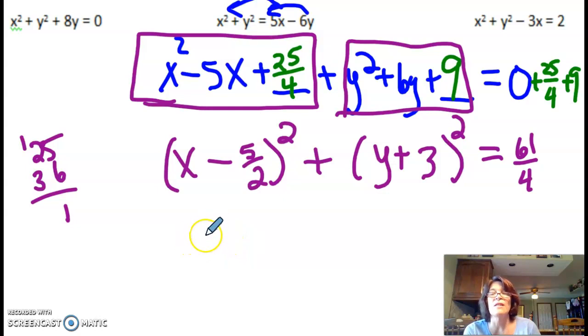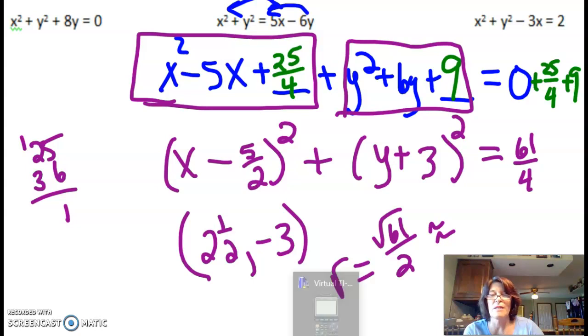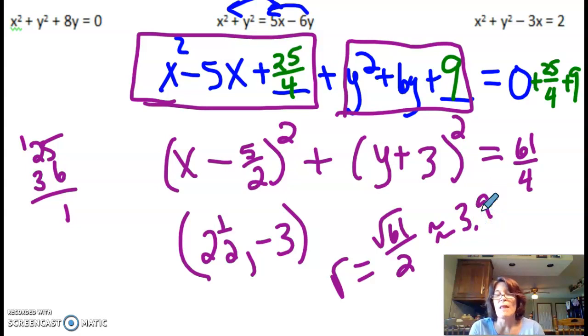So now I got it. My center is 2.5, -3. And the radius is the square root of 61 over 2, which is about, pull up my calculator, the square root of 61. Hopefully you're doing this. Square root of 61 over 2. So the radius is about 3.9. If I want to graph it, I kind of like to know about what it is, if I am graphing it. Okay. All righty.